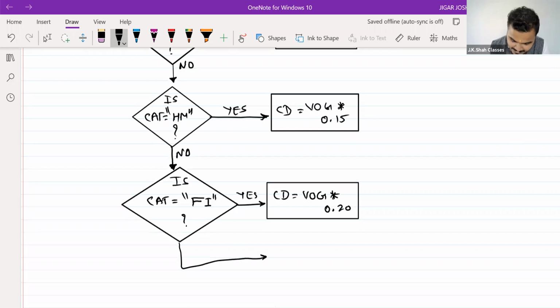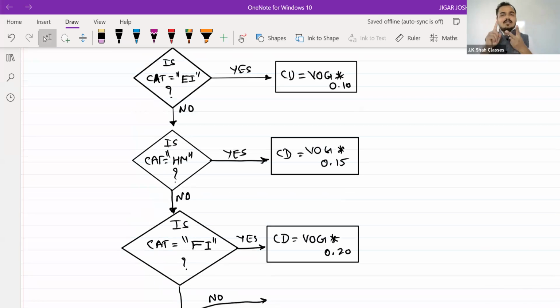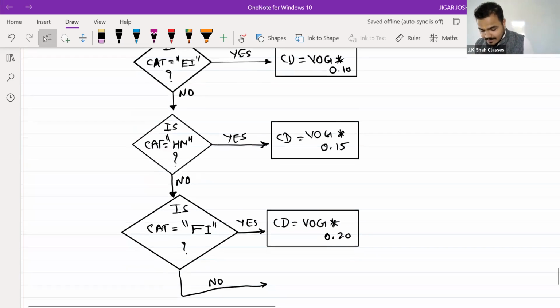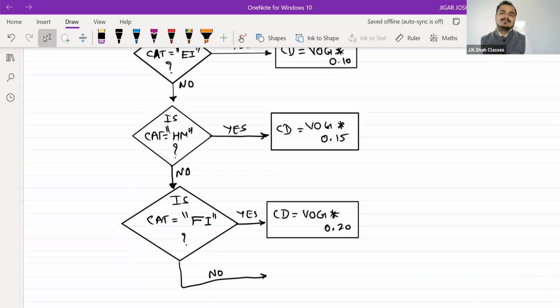Suppose, my dear child, if the answer is no for this, it is not the first one, that is electronic item. It is not heavy machinery, and it is not even footwear item. Then by default, which one will it be? It will be uncategorized item only. Yes or no? So there is no need to ask the fourth condition. If the above three conditions are not satisfied, it will go to the fourth. When I asked nationality, I asked only one thing: whether you are Indian or not. If you are not Indian, then automatically you become a foreigner. My problem will be solved.